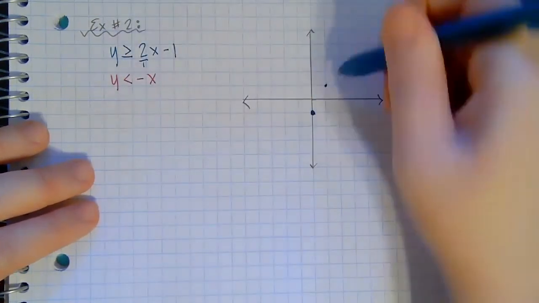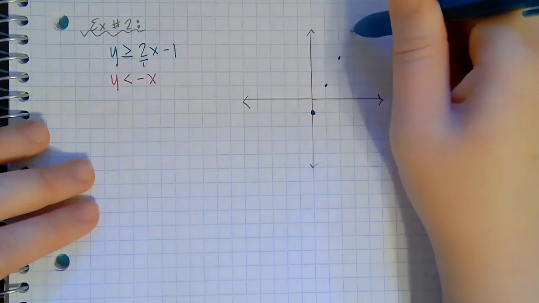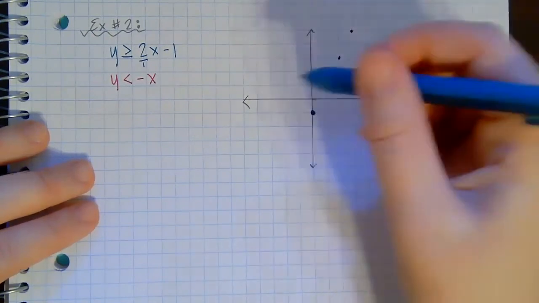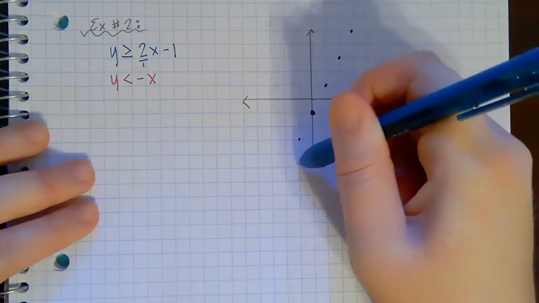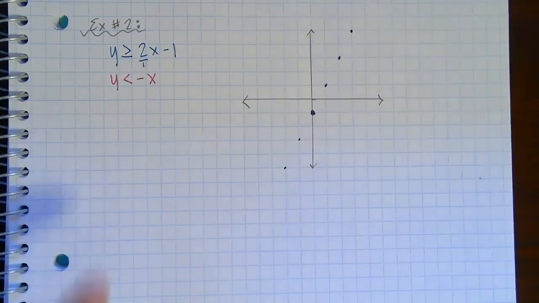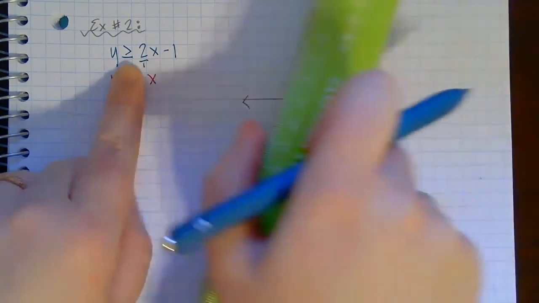Remember, it's 2 over 1, so I'm going to go up 2, right 1, up 2, right 1, up 2, right 1. Or I could do negative divided by negative, it's still positive 2. So down 2, left 1, down 2, left 1. Okay, notice it has an equal to, so I'm going to make it a solid line.